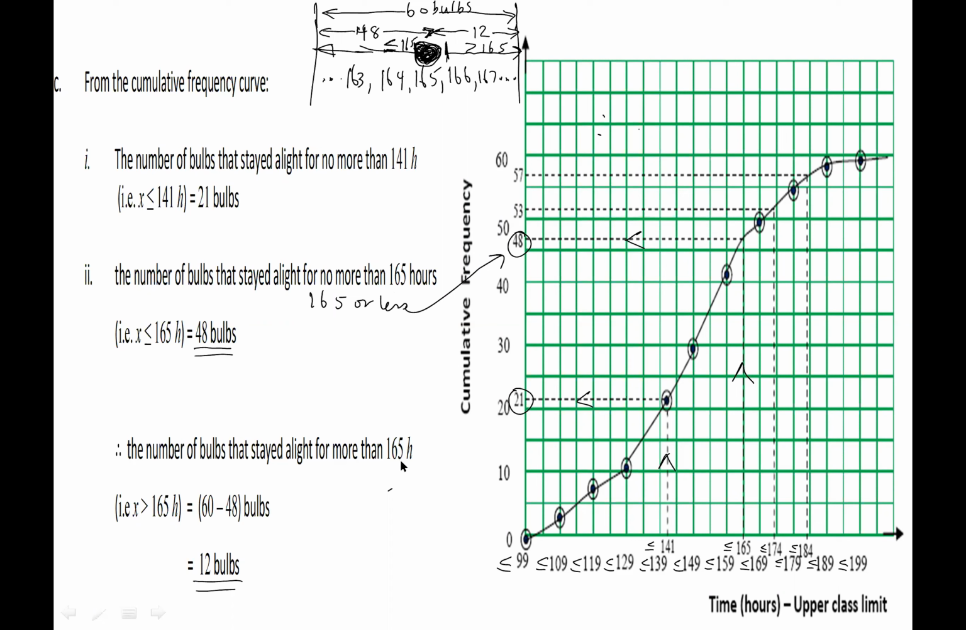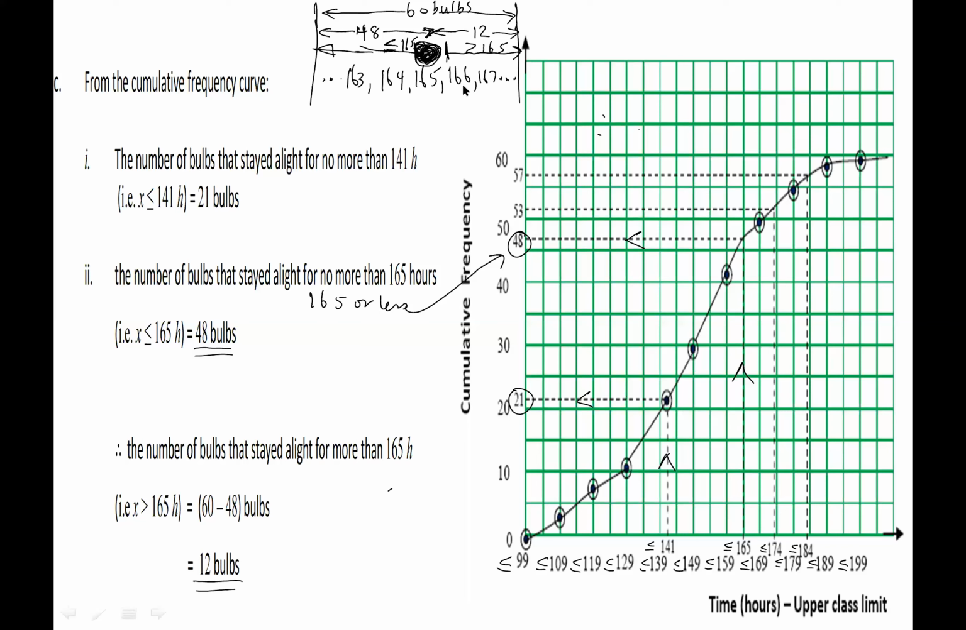So what we will do is find what we could get from our graph and then use that to give them the answer that they want, right? Remember, they want the number of bulbs that stayed alight for more than 165 hours, right? So let's find from our graph the number of bulbs that stayed alight for no more than 165 hours, which means 165 hours or less. So we locate that here, we go up, where it touches the graph that we just drew, we come across horizontally, and this figure here tells us that there are 48 bulbs that stayed lit for 165 hours or less, right?